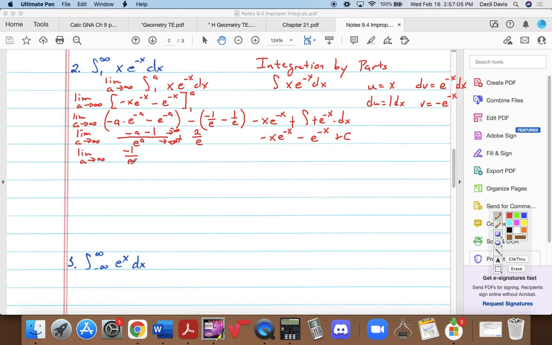That'll be negative 1 over e to the a plus 2 over e. As a goes to infinity, the first term goes to 0. Yes, it is negative, but it is 0. So it goes to 2 over e. So it does converge. So the integral converges to 2 over e. That was gross. I didn't like that one.